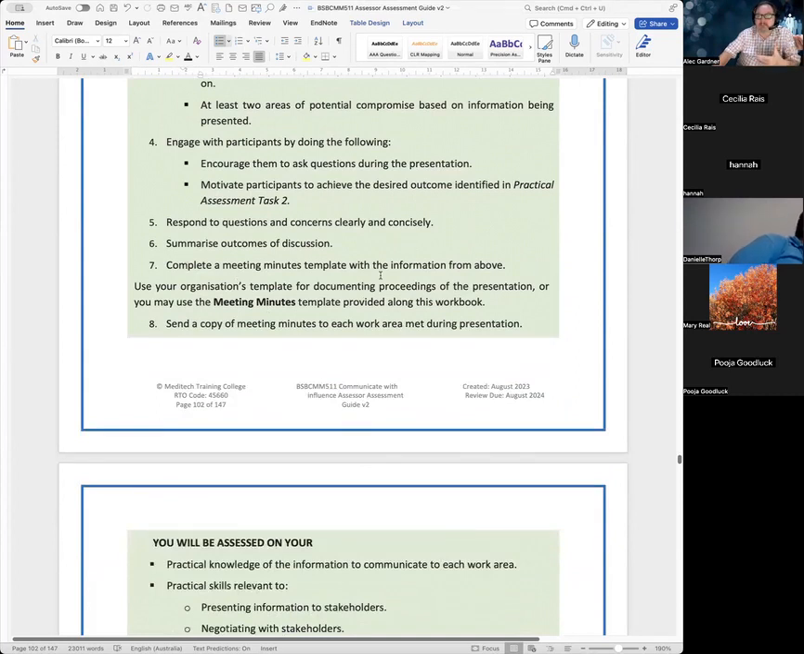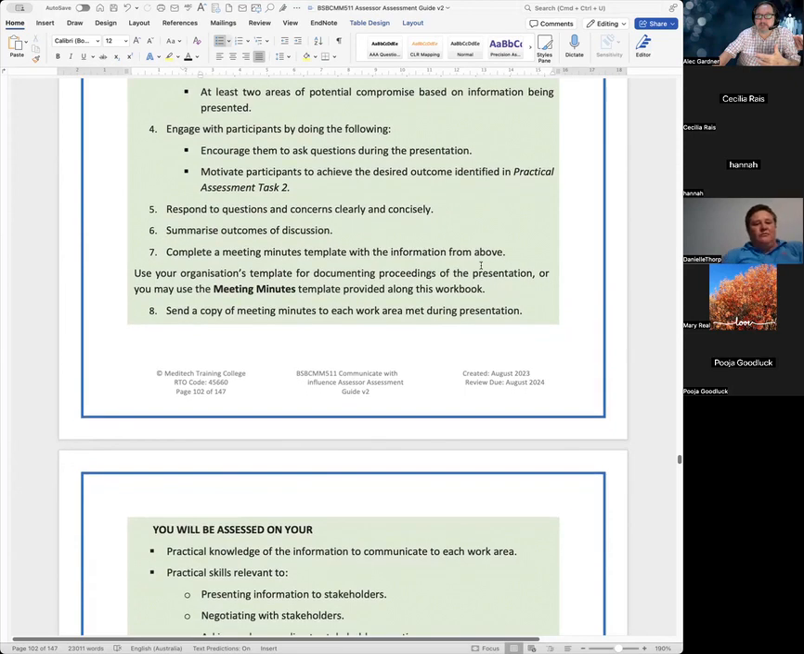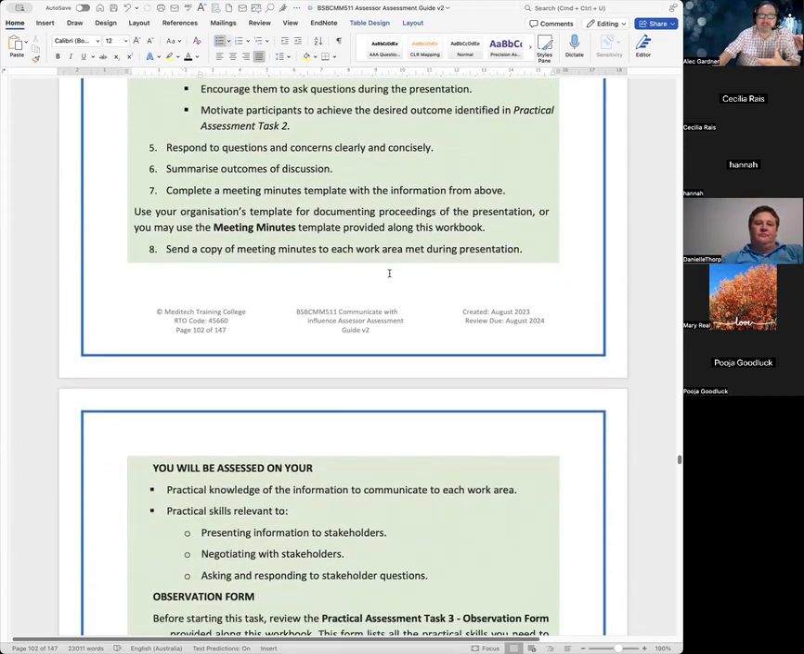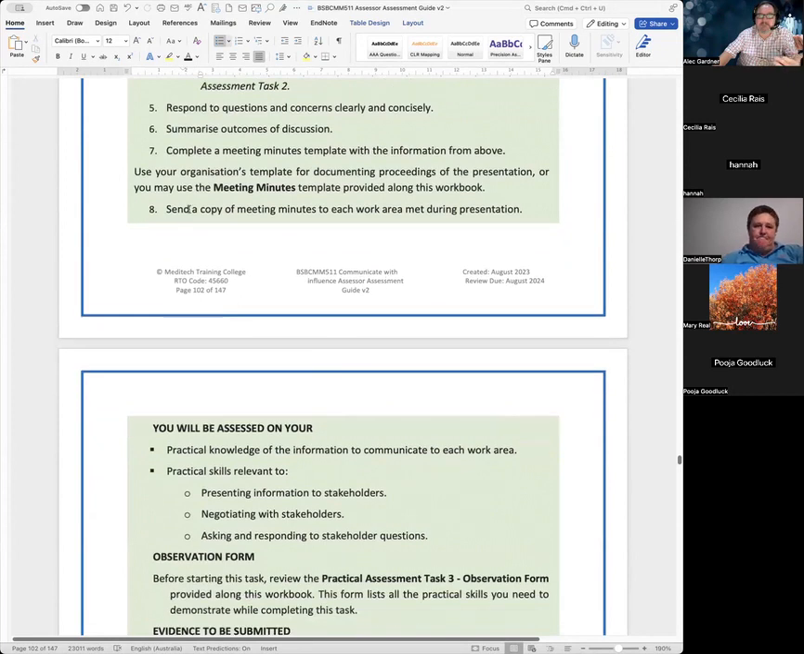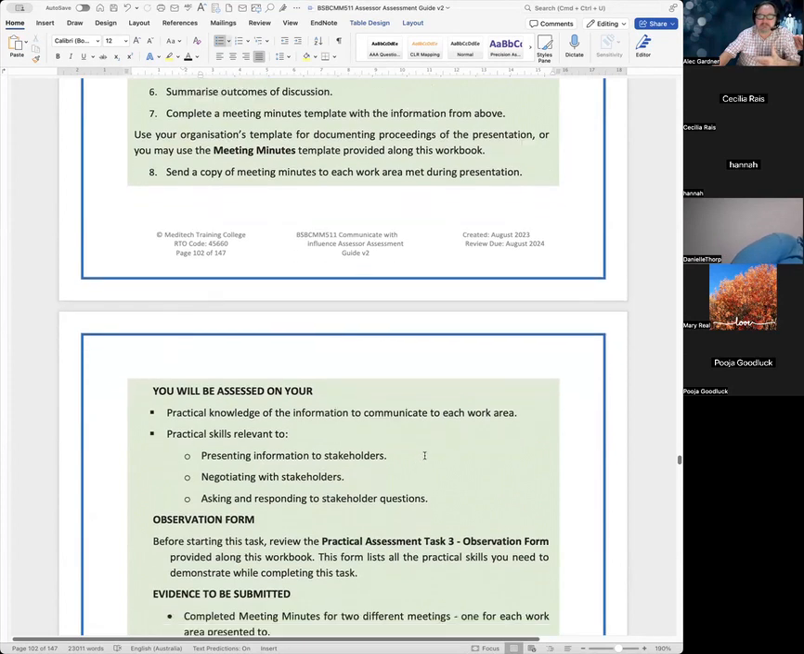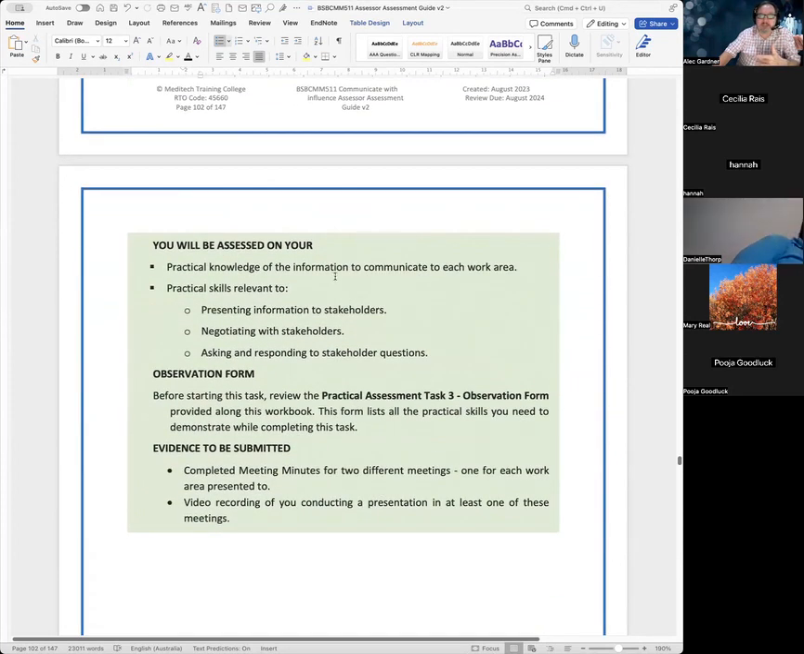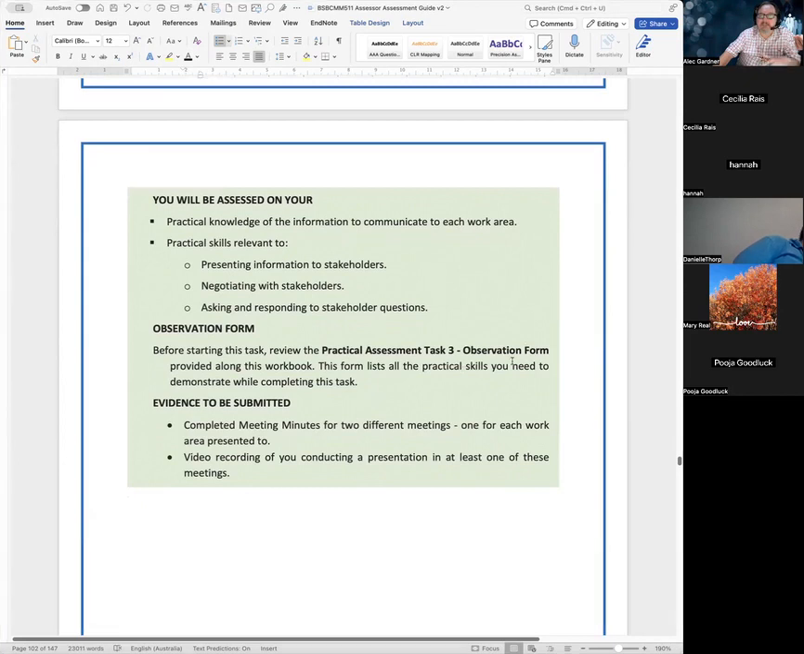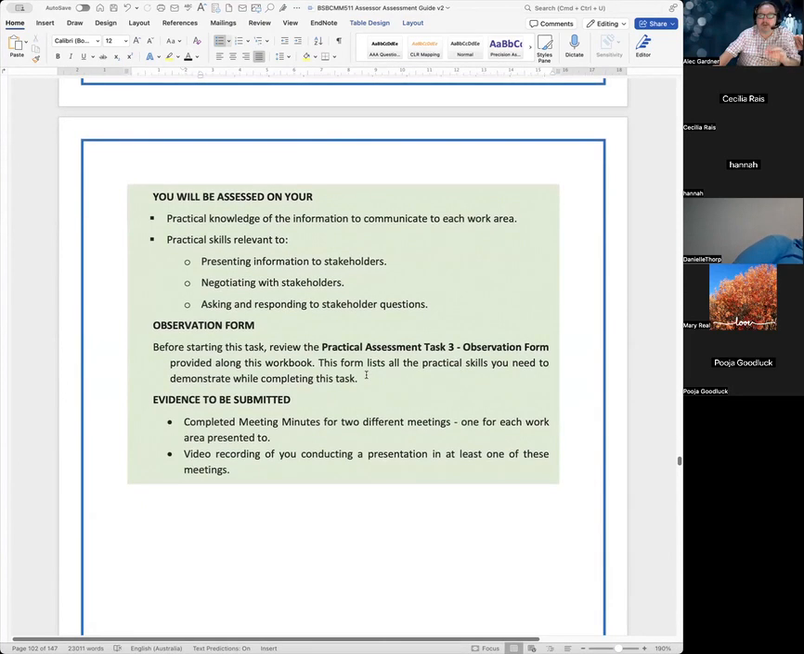You're going to complete the meeting minutes template, and you're going to submit that as part of your evidence as well. So send a copy of the meeting minutes to each area that you're going to present to. You'll be assessed on your practical knowledge of the information communicated. I want to see you presenting information to stakeholders, negotiating with those stakeholders, and asking and responding to the stakeholders. There's an observation form there on what I'm going to be looking at.